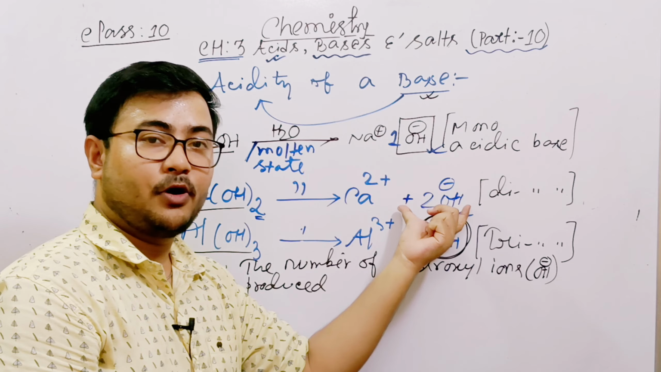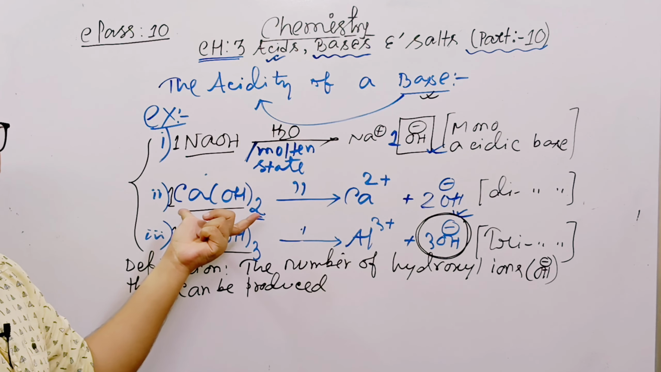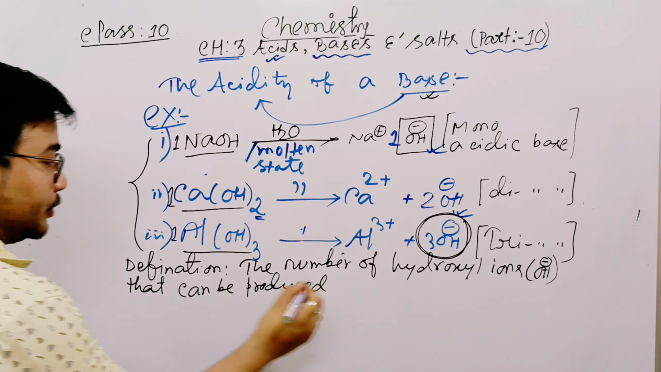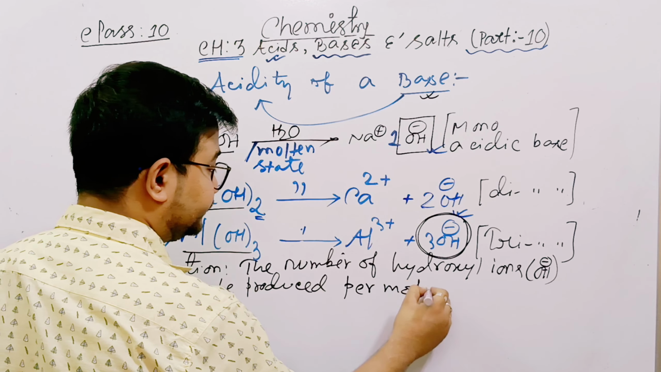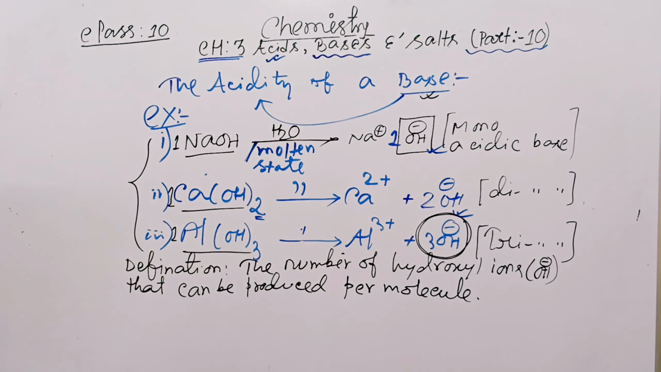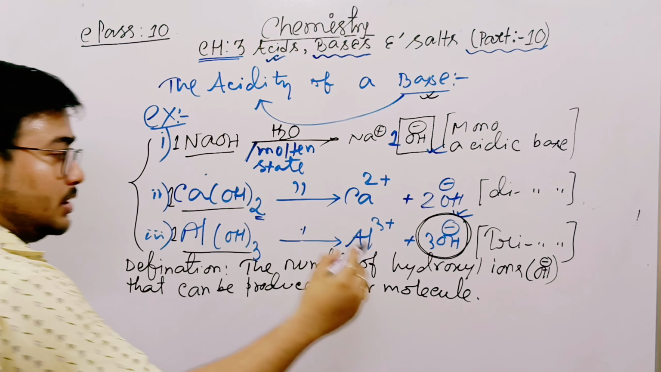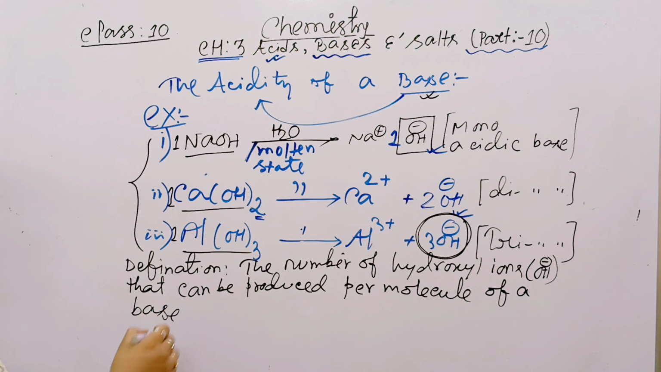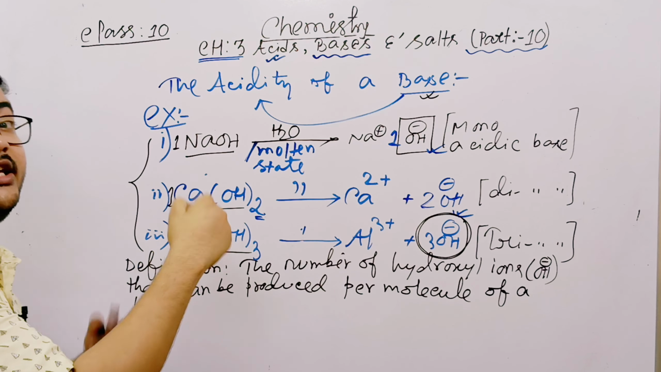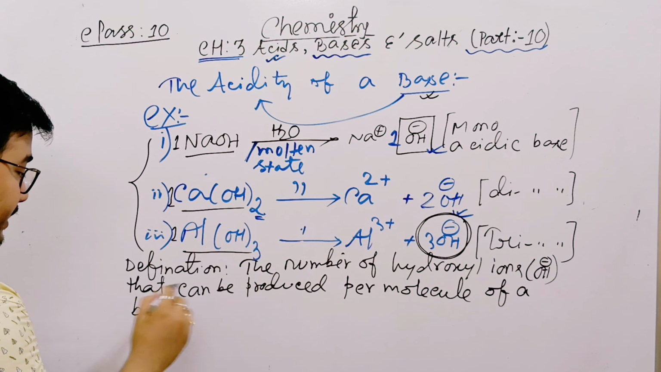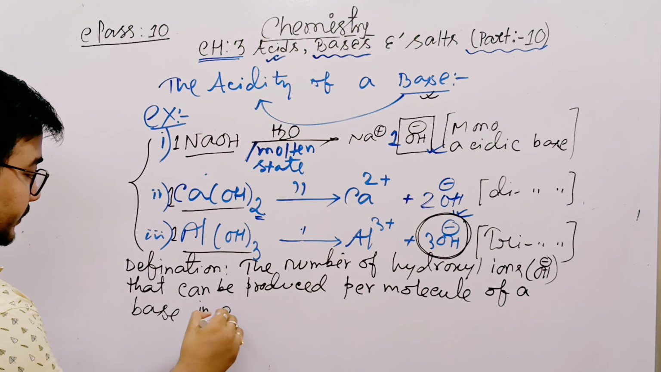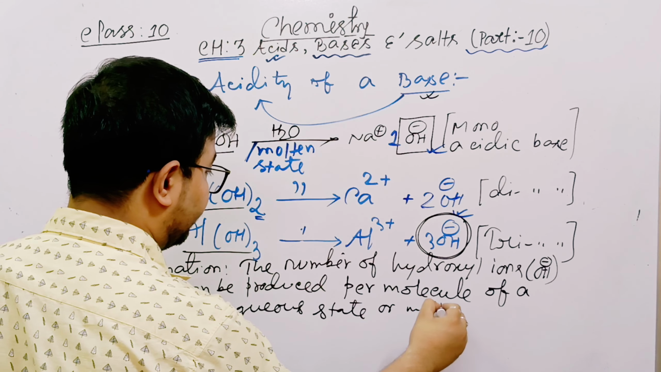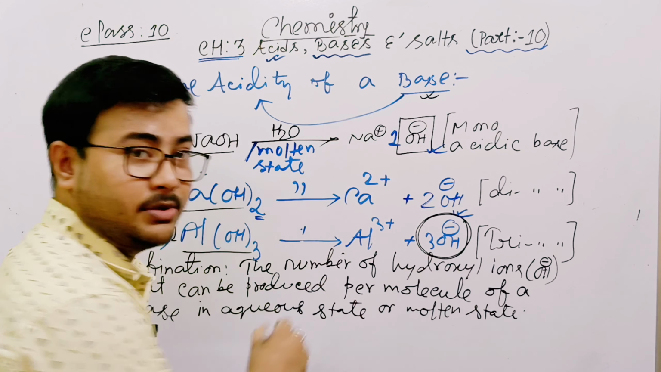Here 2 OH will form from 1 molecule of calcium hydroxide. So on the left hand side you always have to take 1. So that can be produced per molecule. Per molecule of what? Per molecule of a base, in aqueous state or molten state. Is it visible? Wait.